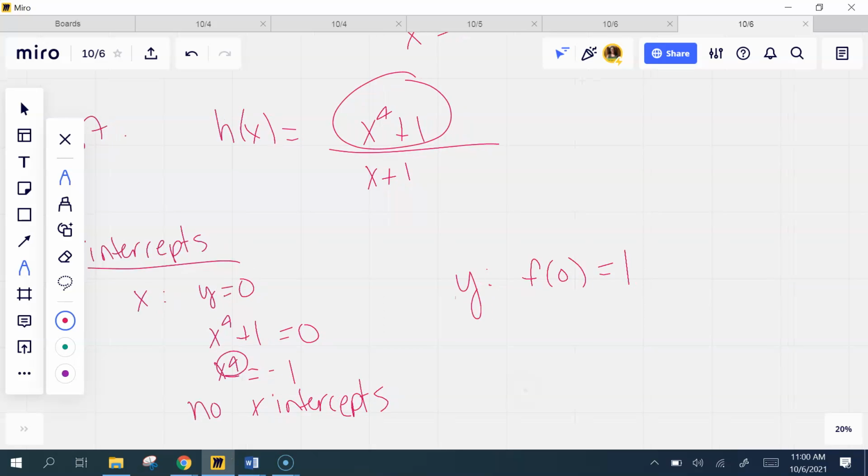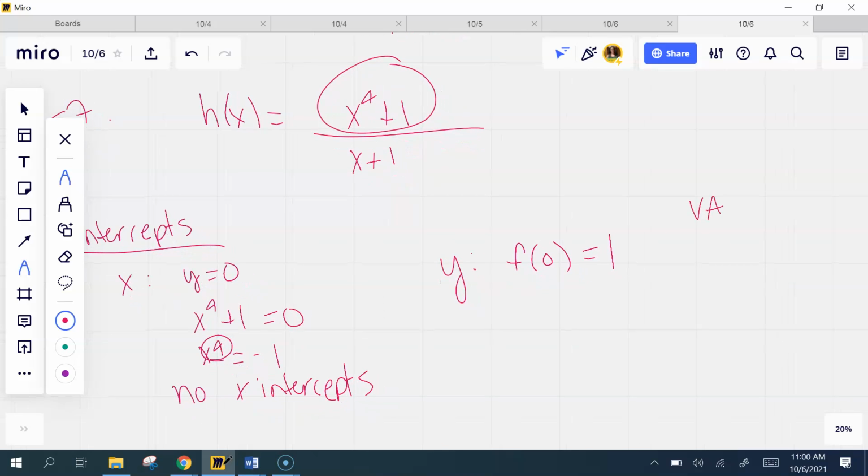How about vertical asymptotes? Everybody's got that down pretty easy. Poles? None. Why none? That doesn't cancel, Adam. Now, you can't factor x to the 4th plus 1. You could factor x to the 4th minus 1. But you can't factor x to the fourth plus 1.